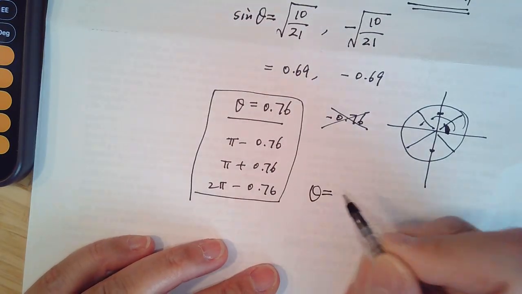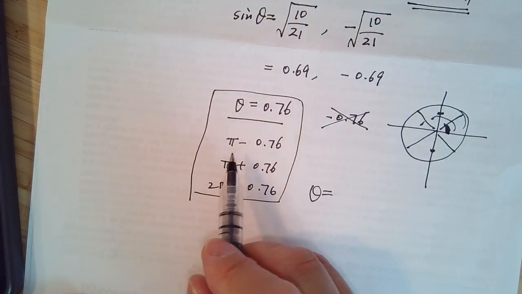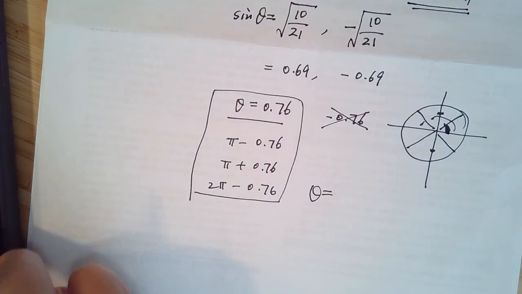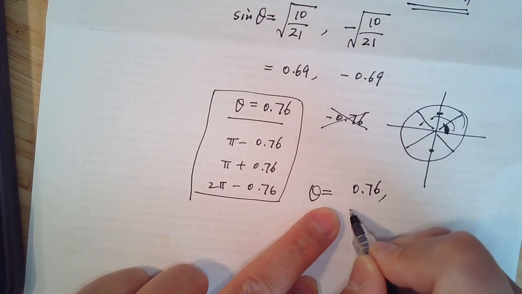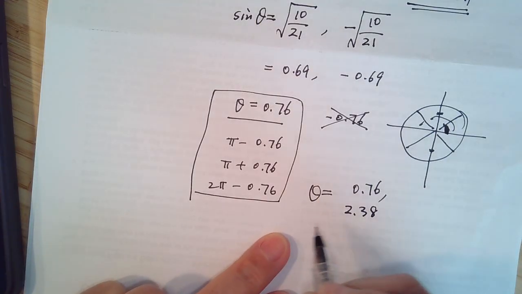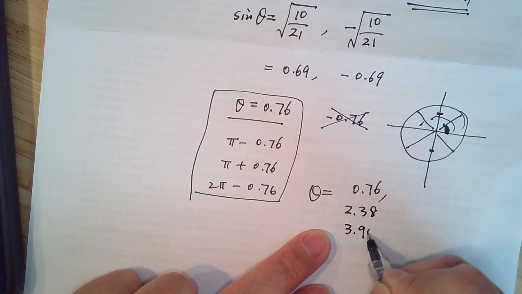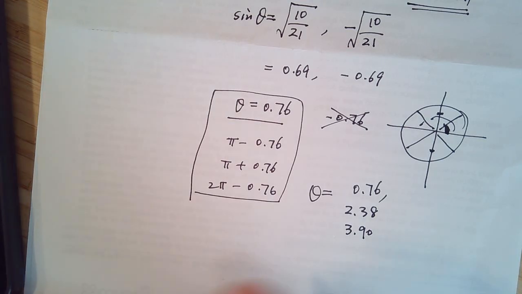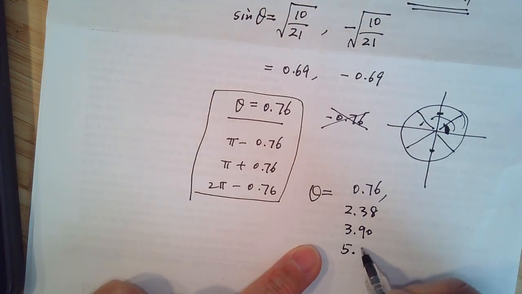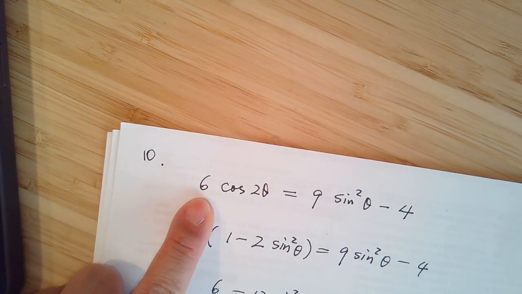So my θ, in this case, I don't know why suddenly my x becomes a θ, but that's okay. So I would take π as 3.14 minus 0.76. So I have 0.76, I have 2.38, and I have 3.90, okay, or I get 3.14 plus 0.76, and I have 5.52. All those 4 numbers are my solutions to this one.